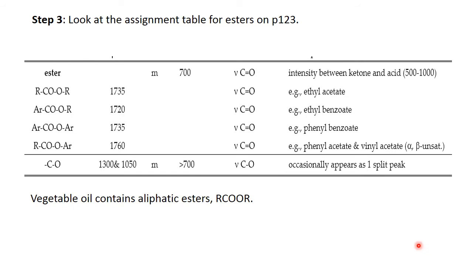Step 3, we look at the assignments table for esters, and that's found on page 123. Notice here is the aliphatic ester, carbonyl stretch at 1735, and this is for 1 aromatic group on the left, 2 aromatic groups, 1 aromatic group on the right. None of these apply in our case. The CO stretches at 1300 and 1050. So that's all you have to assign on your table for an ester.